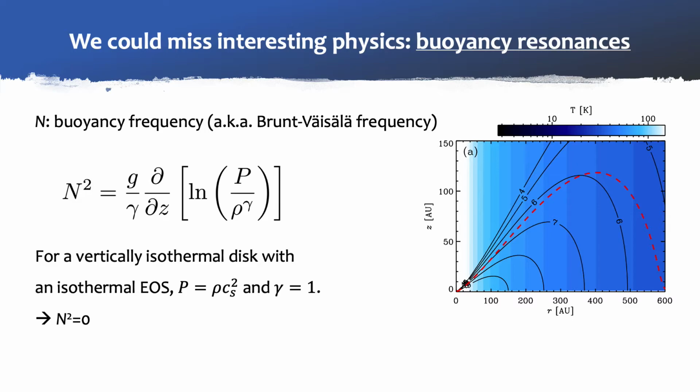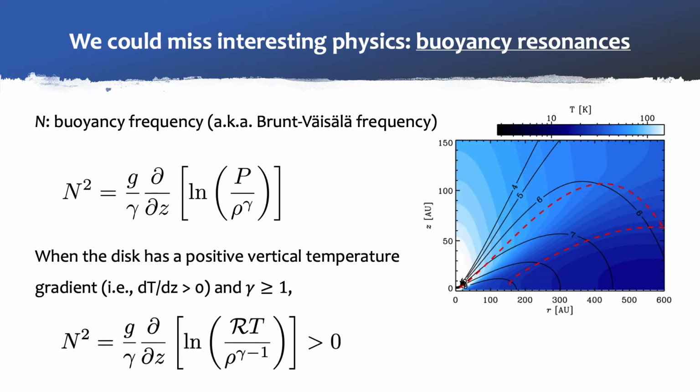So going back to this locally isothermal disk model, let's see what happens for N squared. If we plug in P equals rho times Cs squared, where Cs is the sound speed, and if we use gamma of 1, so it's an isothermal equation of state, you will get N squared of 0. So what that means is that, again, there's no buoyancy in the disk, in this simplistic disk model.